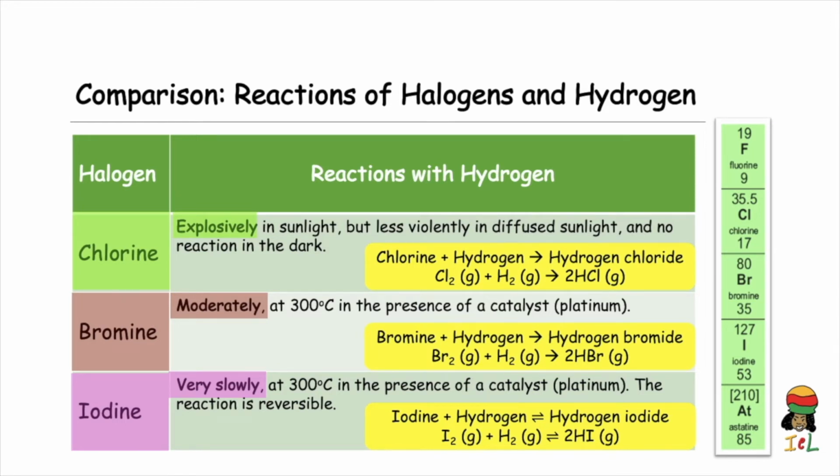Note that the reaction is reversible, as represented by the reversible arrows in the equation. Reversible arrows mean that the reactants combine to form the product, and the product dissociates to reform the reactants. In other words, iodine combines with hydrogen to form hydrogen iodide, and hydrogen iodide then dissociates to form iodine and hydrogen. This reaction goes back and forth until an equilibrium is achieved. Once again, we can clearly see that the reactivity decreases down group 7, moving from explosive to moderate to very slow.